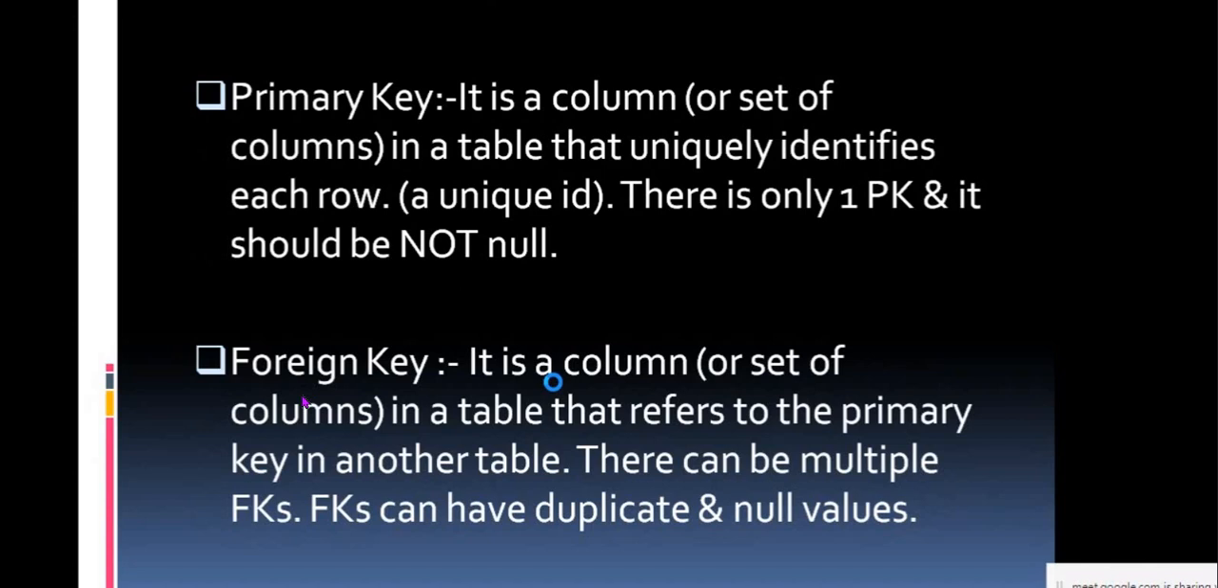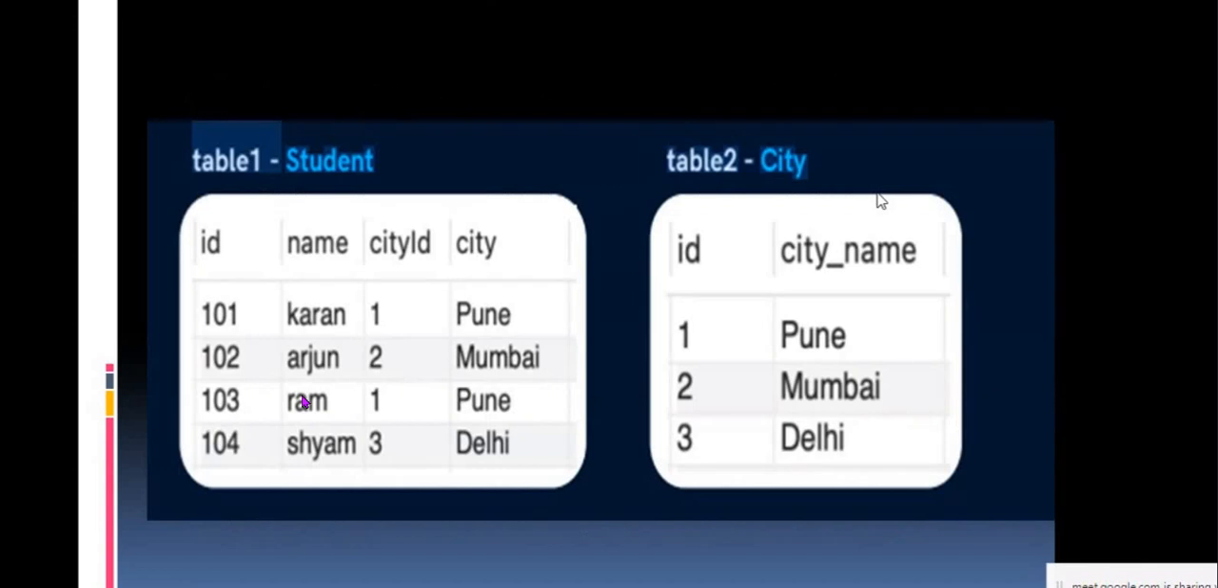The second one is foreign key. It is a column or set of columns in a table that refers to the primary key in another table. There can be multiple foreign keys. Foreign keys can have duplicate and null values. So these are the examples of foreign and primary key.